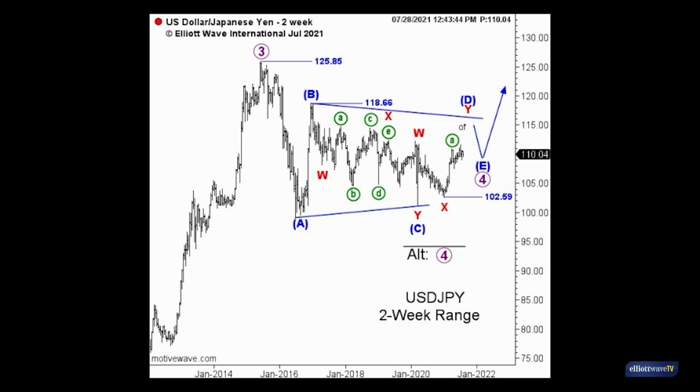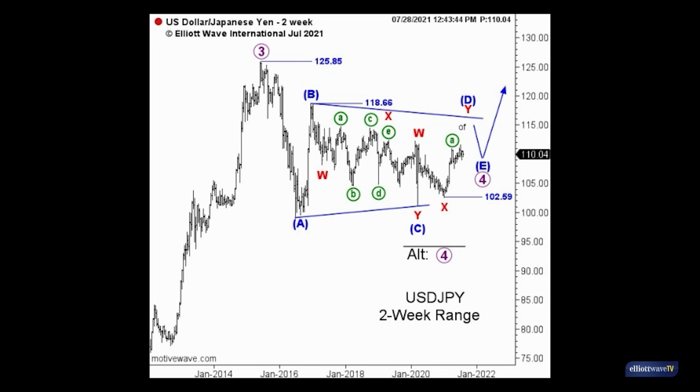Remember that the range should decrease as the pattern unfolds. And then once wave D is complete, dollar yen should pull back in wave E in 3 waves, and it should end above the end of wave C. So again, this is on a 2-week chart, and that roadmap is quite valuable going forward.